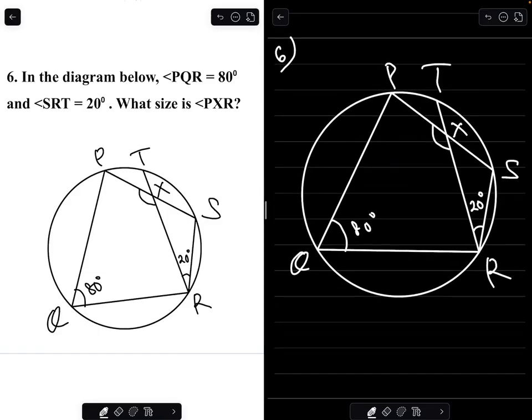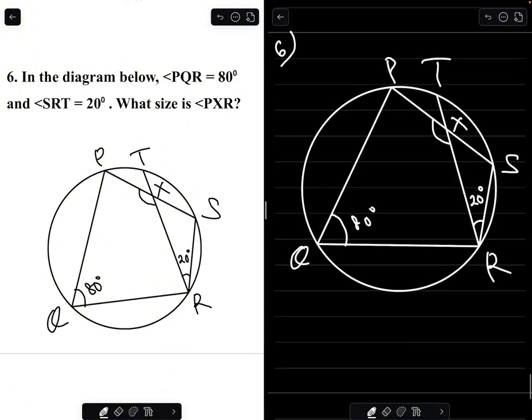In the diagram, angle PQR is equal to 80 degrees and angle SRT is equal to 20 degrees. What size is angle PXR? How do we find angle PXR? Okay, that's simple. That's a piece of cake.